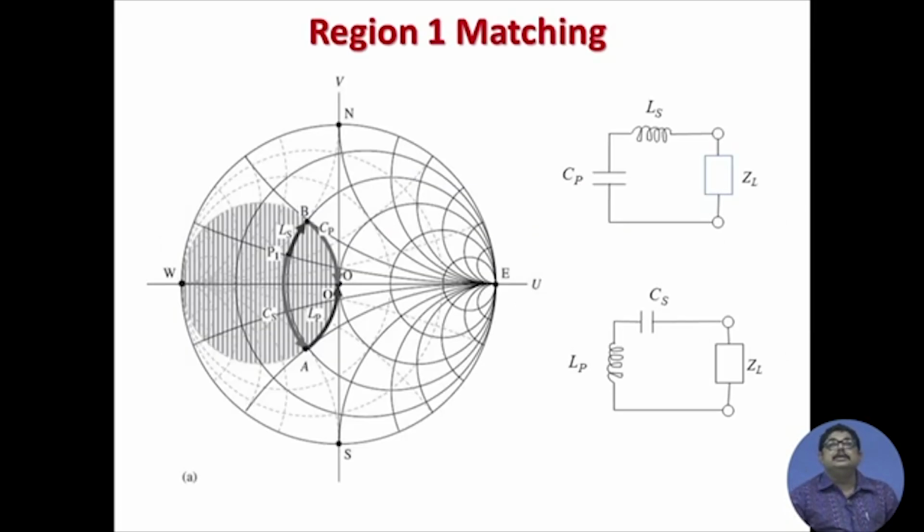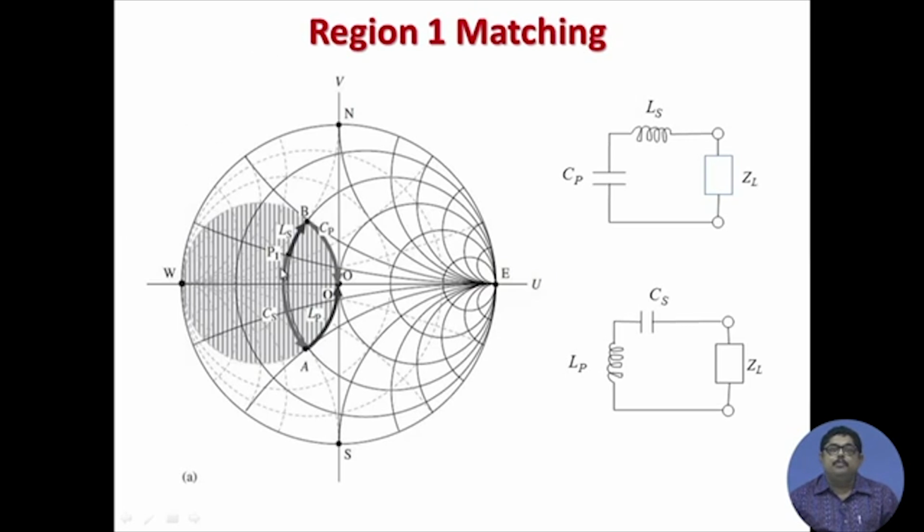Now, if I am in region 1, since it is region 1 we are calling it P1, that means the original impedance is here. Finally, I want to come to the center of the chart. So, I have 2 ways: either I can be pulled like this and then I come to the center. From P1 I will be pulled. I know that by one element I can be pulled in various ways.